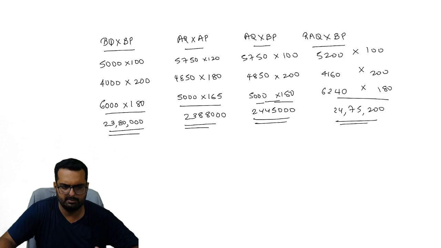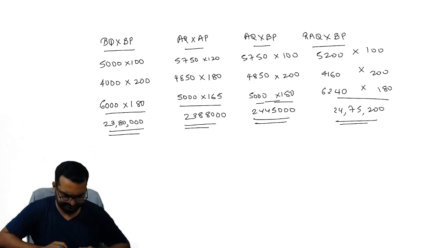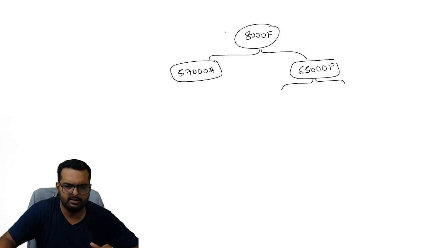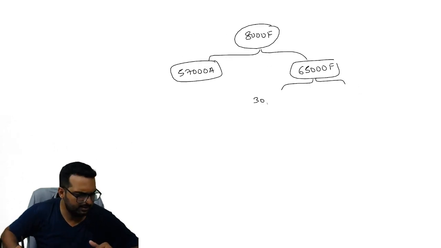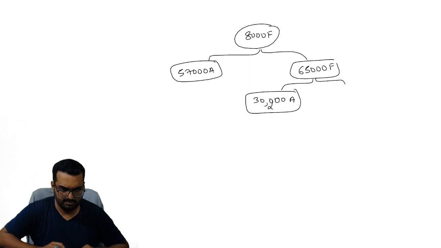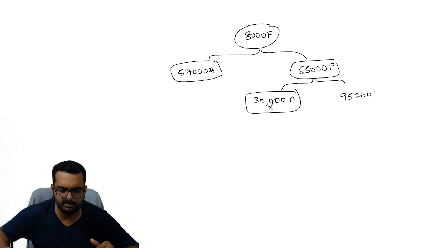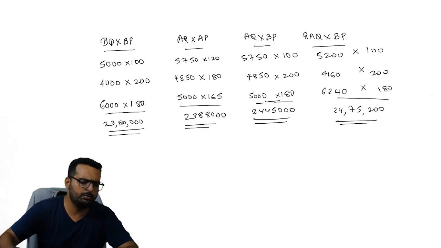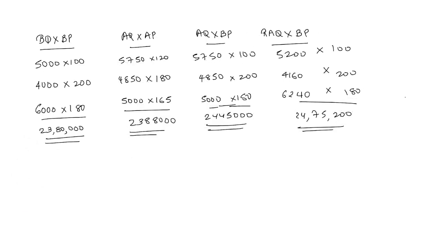Inside this, the mix will be 30,000 adverse, right? Is it 30,200 adverse or favorable? If I'm not wrong, it is adverse. Ninety-five 200 favorable. All right, those who haven't got it, please write it down. I'll give you some more time. I will slow down over here now.